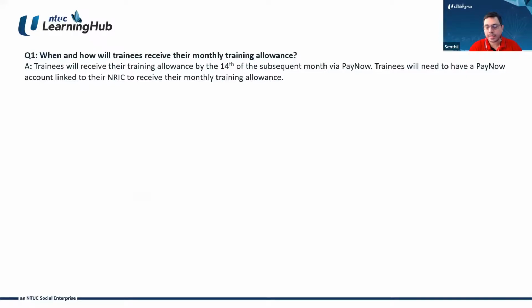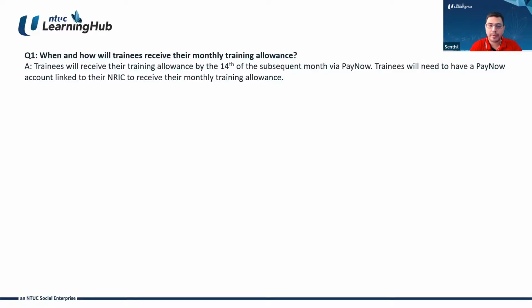Typically, trainees will receive their training allowance by the 7th of every calendar month via PayNow. But in some rare situations, I've seen participants receiving it between the 8th to 14th of the calendar month. But 90% of the time, participants will receive it by the 7th of the month. The way it works is, let's say your program is commencing in January. Your first training allowance will be dispersed in the month of February. So it's always 1 month later.